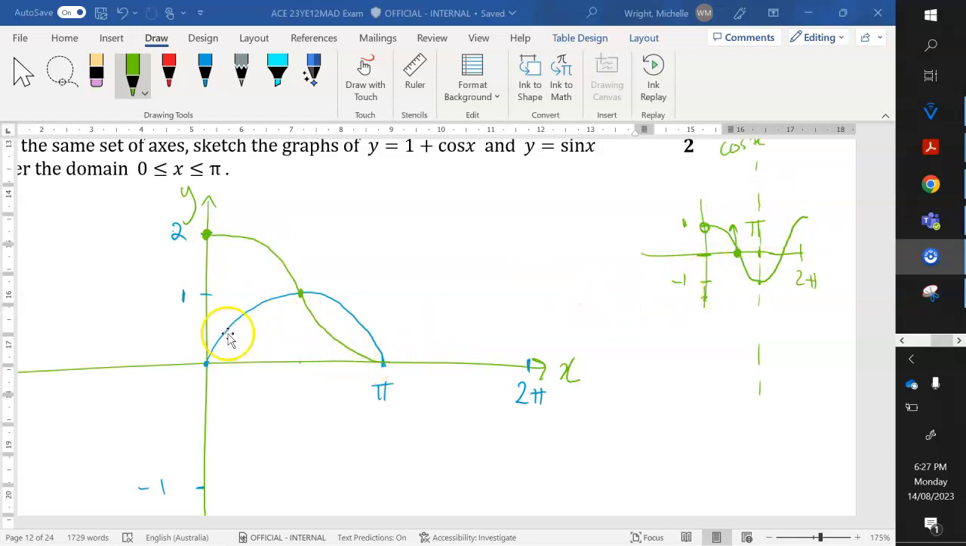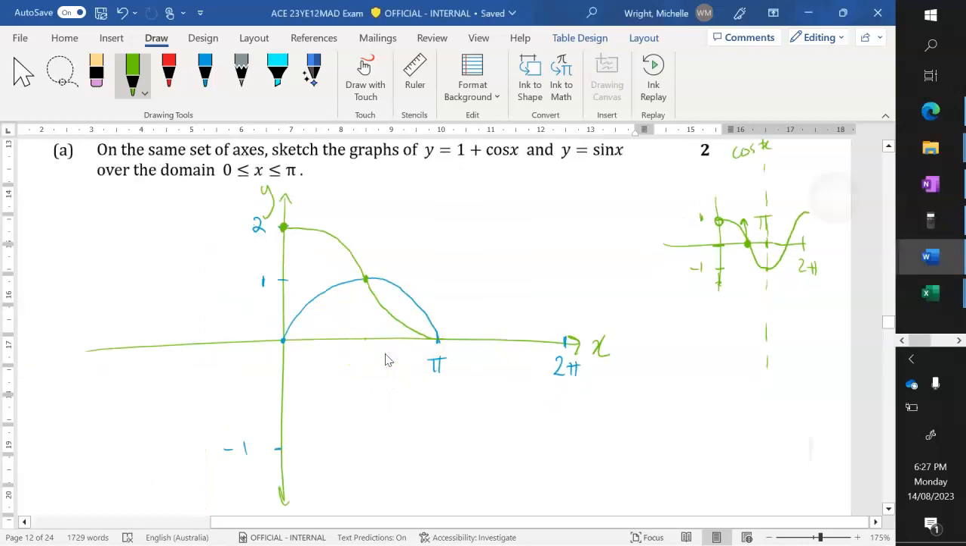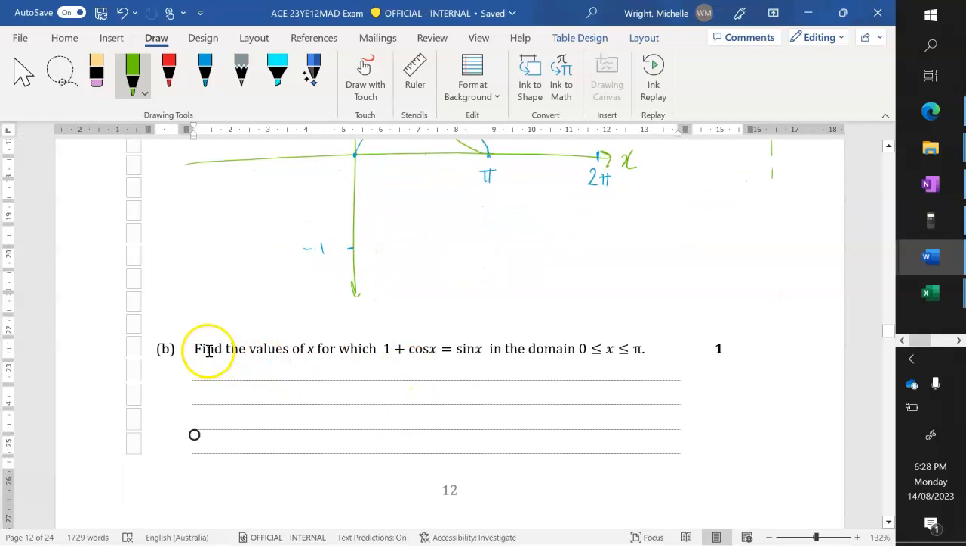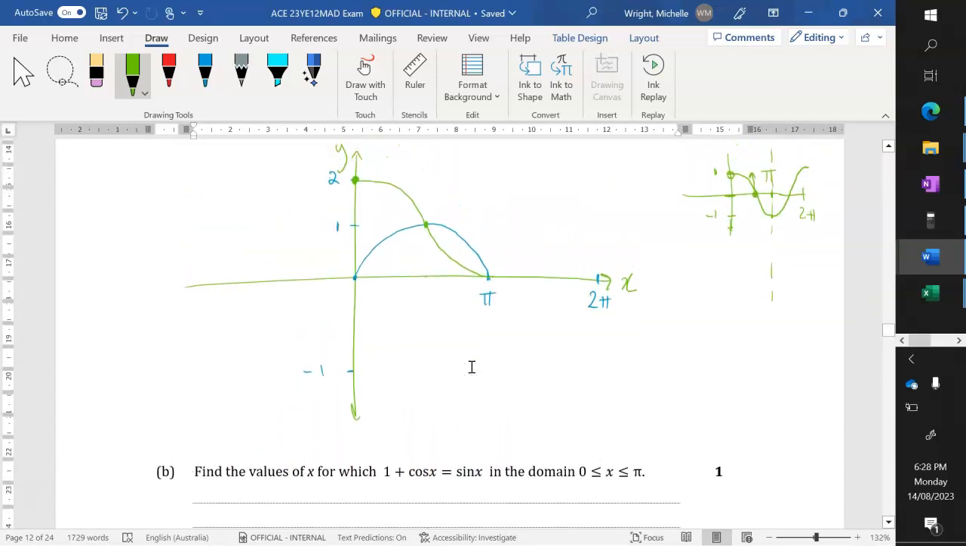Generally, the sine curve was done well, the other one was not done well at all. And what you will note from there is that there are 2 spots where your graphs intersect. That would have helped you find the answer for part B. Part B says, find the values of x for which 1 plus cos of x equals sine of x. Well, they're your graphs from above, and where they are equal is at these 2 points. If you did your graph really nice and neat, you would have been able to read straight off that they intersect at pi, but you needed to have the 2 values to get your correct answer.